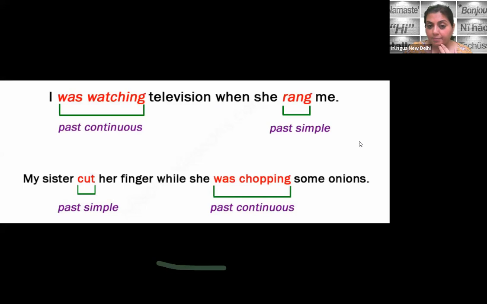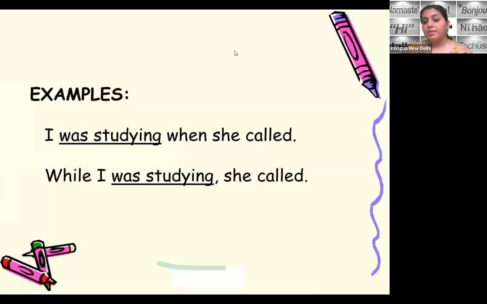Okay, some more examples. I was watching television when she rang me. My sister cut her finger while she was chopping some onions. Please note, while is used before was chopping, before the ing or the past continuous. Some examples. I was studying when she called. While I was studying, she called. Before ing, you can use when and while both. But before the past tense, like she called, simple past, you can only use when.